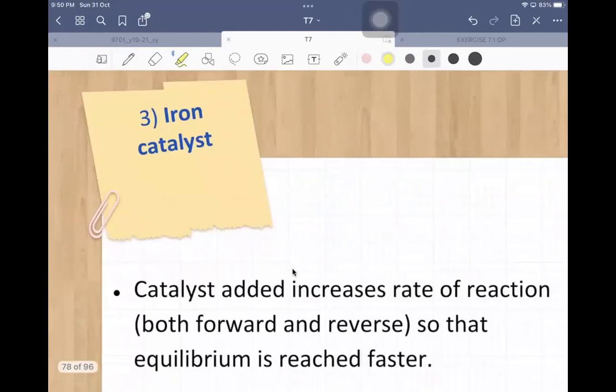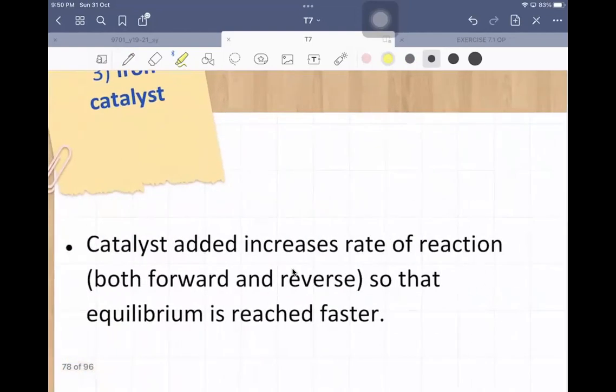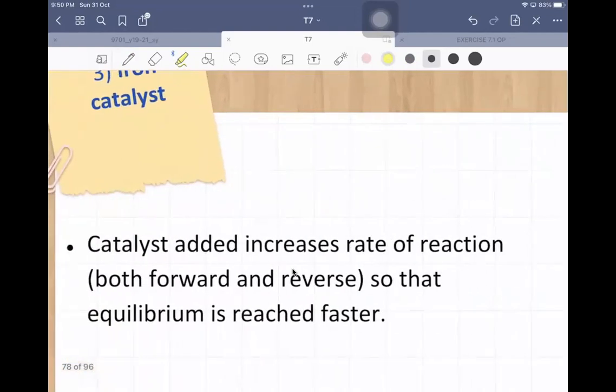Next is using a catalyst. Okay, remember that a catalyst does not have any effect on the yield. It does not favor the forward reaction, nor does it favor the reverse reaction. Actually, it favors both forward and reverse, but it doesn't have any effect. Okay, so adding a catalyst will only increase the rate of reaction, and that's okay. We're looking at the kinetics point of view.